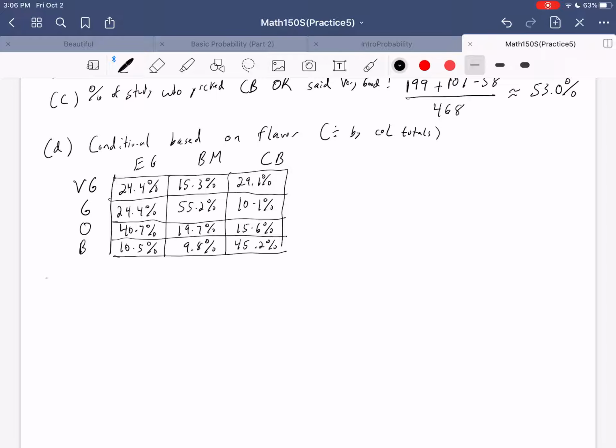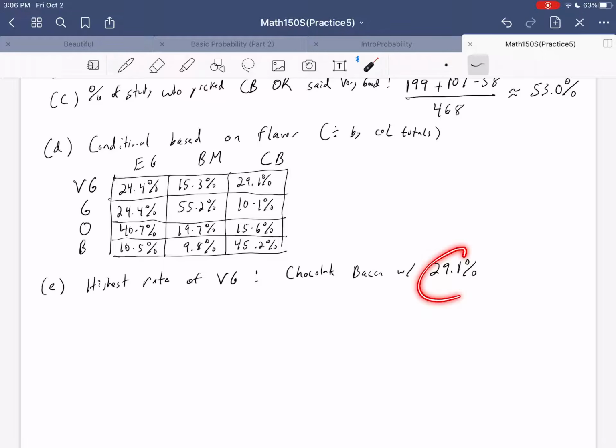So for part E, we want the highest rate of very good, which of course is the best review. So we're looking here. Earl Grey got 24.4%, blueberry muffin only 15.3%, and chocolate bacon 29.1%. So it would be chocolate bacon with 29.1%. So in other words, close to 30% of everyone who had chocolate bacon rated it as very good. Only a little less than a quarter of the people who had Earl Grey said it was very good, and only about 15% of the people who had blueberry muffin said it was very good. So in terms of the best possible review, chocolate bacon seems to have the highest rate of that.